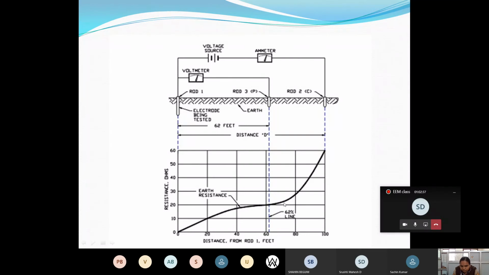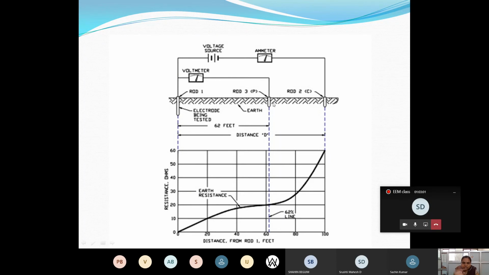Observe here, a small constant of a resistance. Then going on, when the electrode is reached towards the other auxiliary electrode, it automatically increases. This is the nature of how it is tested by the fall of potential method. We are just taking three electrodes.